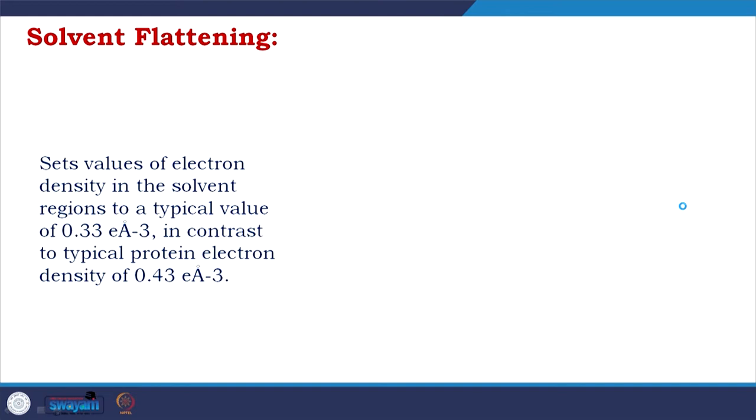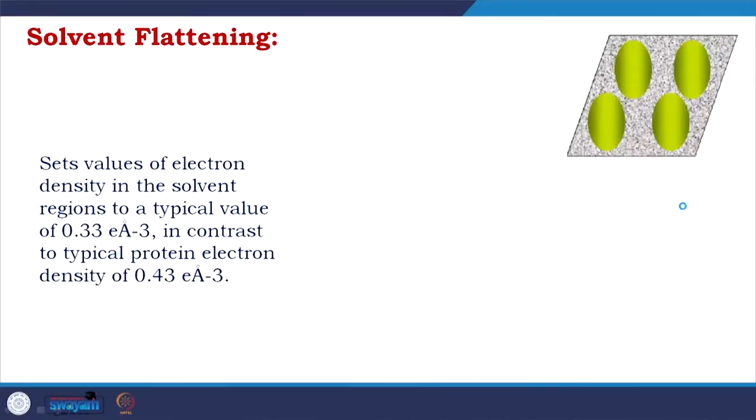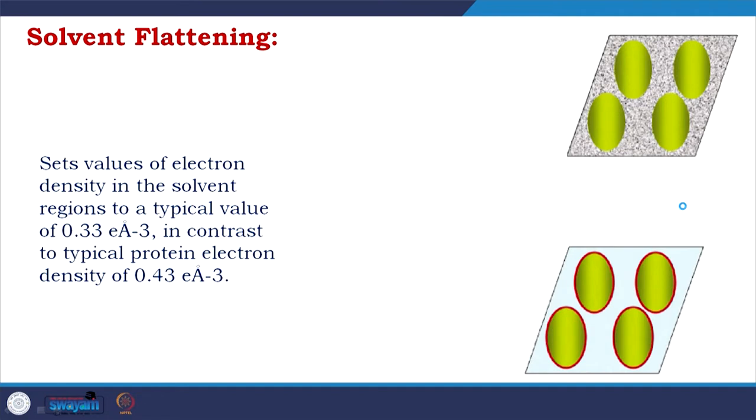So, solvent flattening, what we are doing, sets the values of electron density in the solvent region to a typical value which is given here in contrast to the typical protein electron density. So, actually we are differentiating between a protein and a solvent so that the solvent could develop its phase better. And if this is the starting point, what we get from the experiment where we are using the typical protein electron density, now after solvent flattening, you see that the solvents are getting more clear structure. So, if you see in the actual structure, the electron density, the waters, they are now even more sharp.